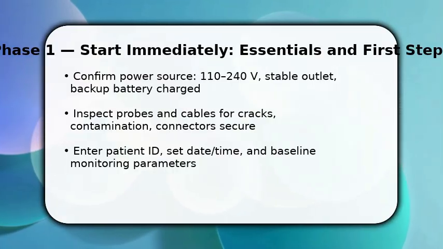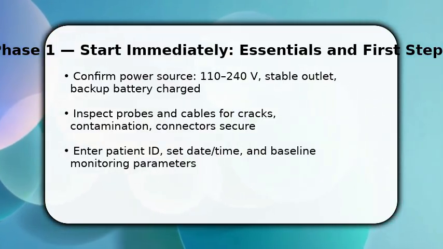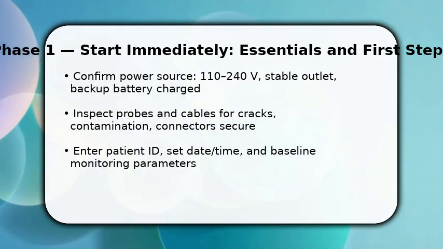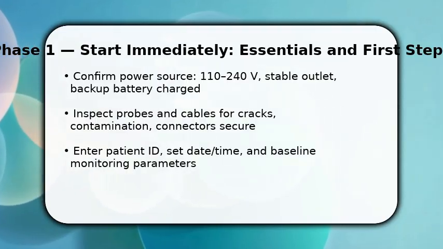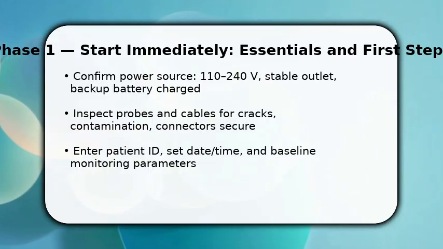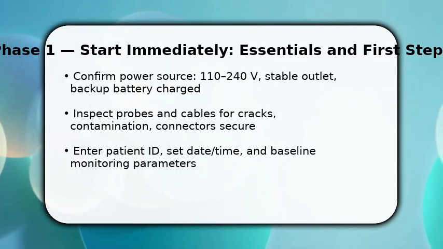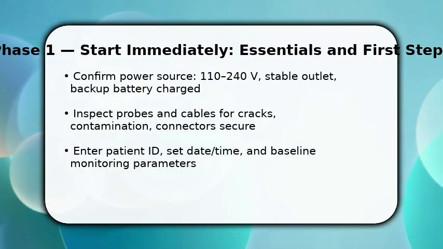You start now by confirming power and battery. This prevents mid-study loss. Once power is confirmed, inspect probes and cables for visible damage and clean connectors. Make sure the CTG's internal clock and patient ID are entered so recordings are time-stamped correctly. This matters for legal and clinical tracing.